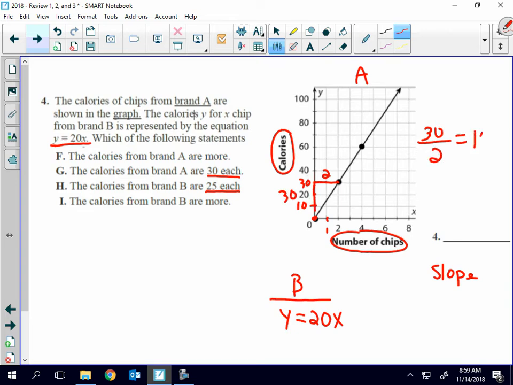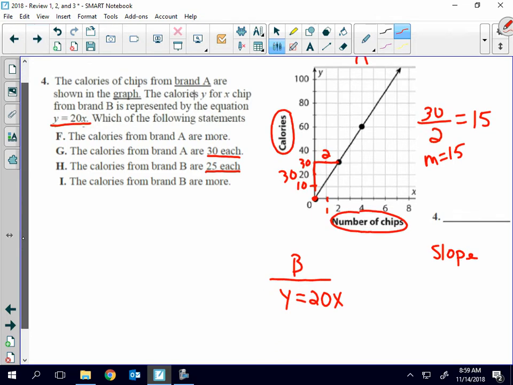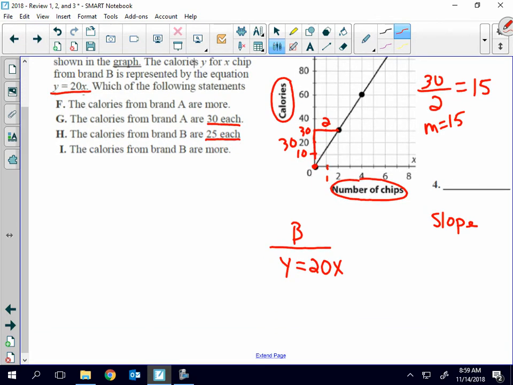And when I divide that, I get 15. So my slope of graph A is 15. Graph B, or not graph B, but we have brand B. Hopefully you guys know the slope is the number that comes before the x. So here the m is 20.